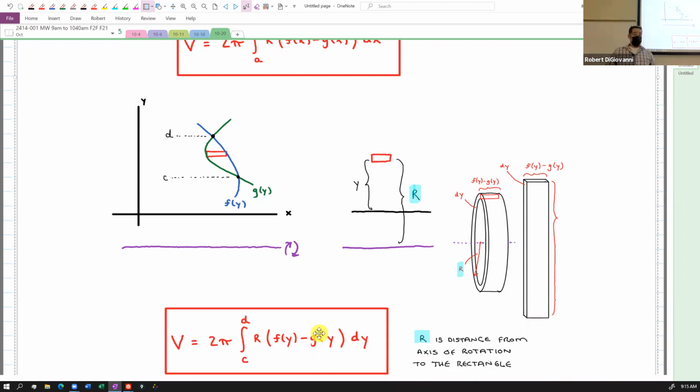Okay, so let's do an example. We'll do an easy one first. I know we did this last time, but I really want to make sure you understand this, all right? Because this is going to be a pretty significant part of your test. All right, so let's do an example.